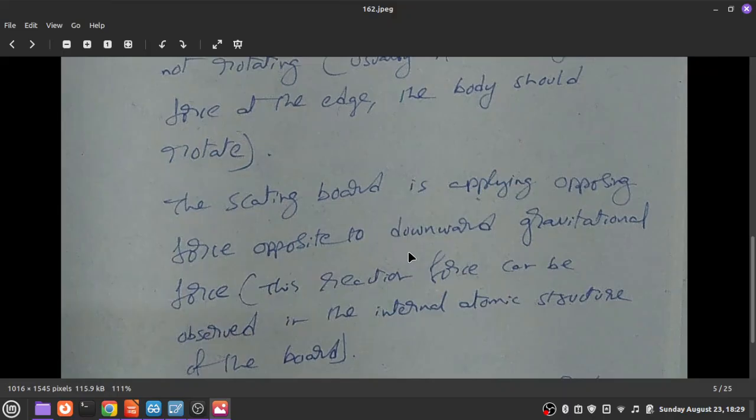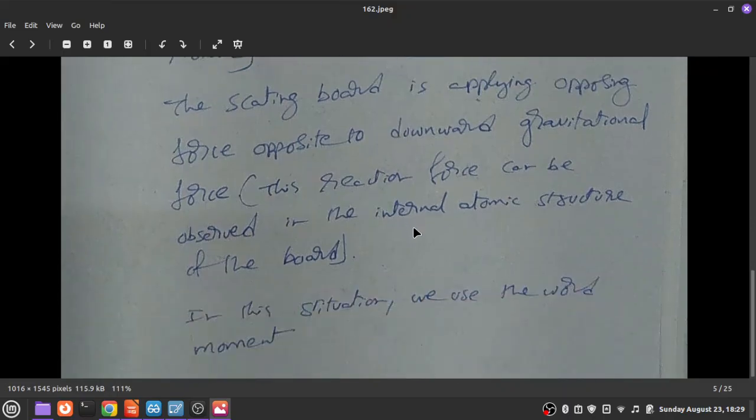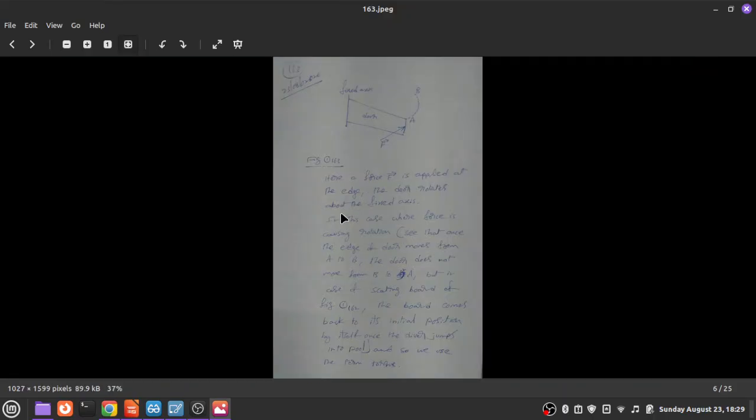So anyway, once the diver jumps off the board, the diving board will come back to its initial position. In such cases, we use moment.